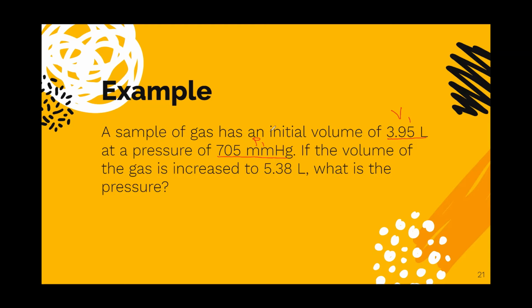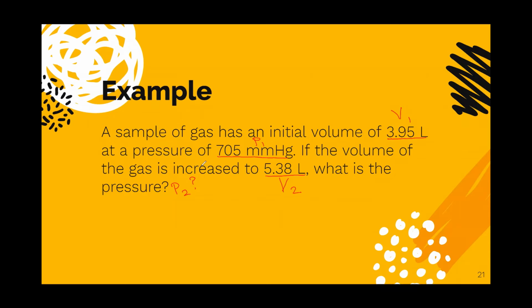If the volume of the gas is increased, okay, so now we have a change in volume. So this must be V2. We want to know what the pressure is. So our unknown is P2. So I quickly labeled those so that I don't mix them up because it's really important that you keep them straight when you're putting them into the equation.